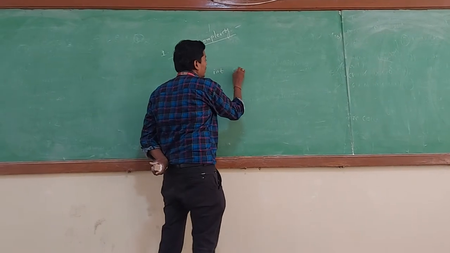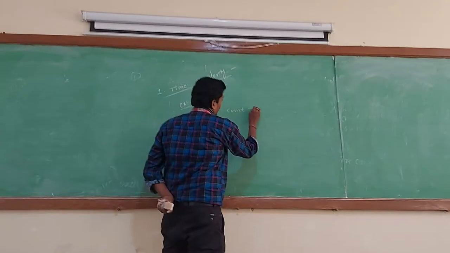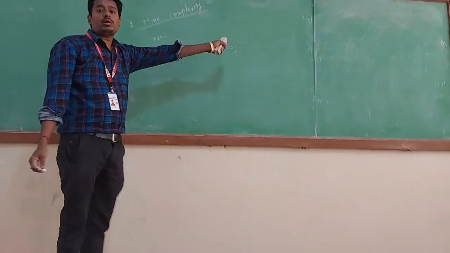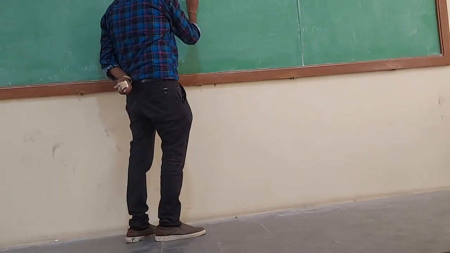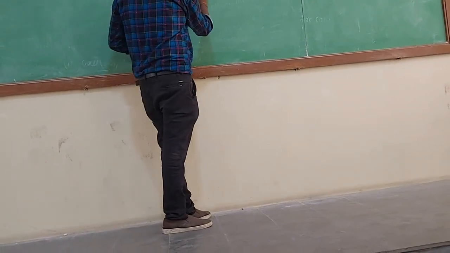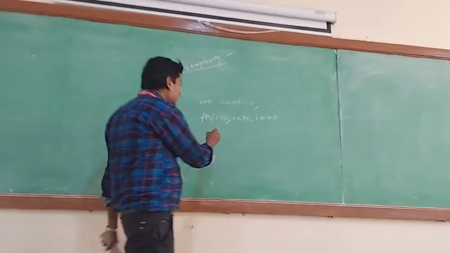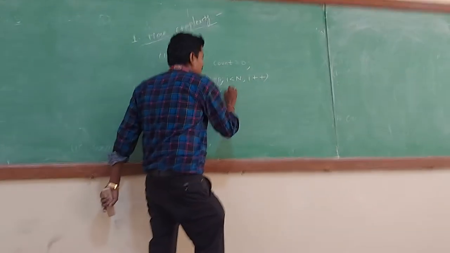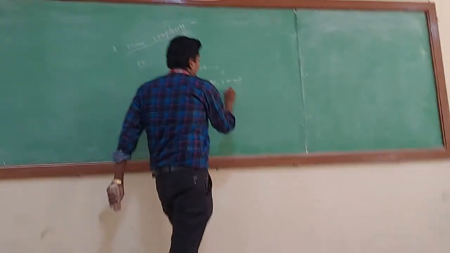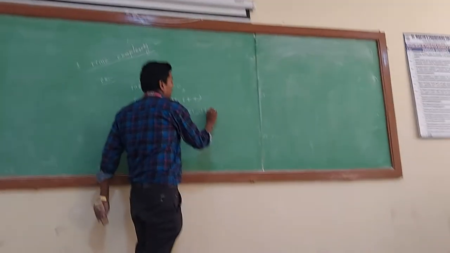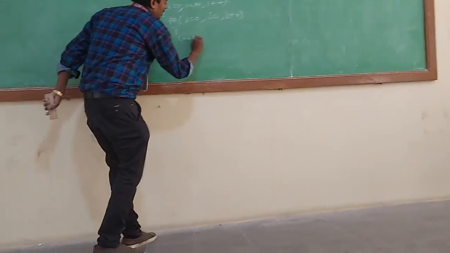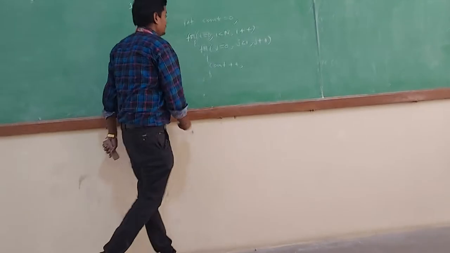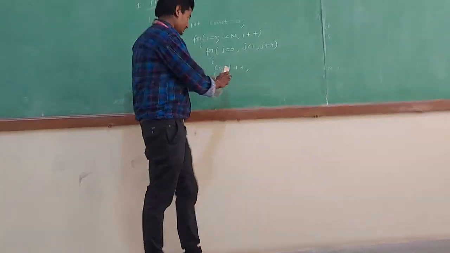int count = 0. Here I am taking a variable called count equal to 0. And then for i = 0; i < n; i++, and for j = 0; j < i; j++, count++. Count is incremented.